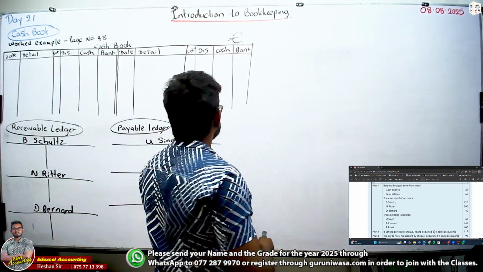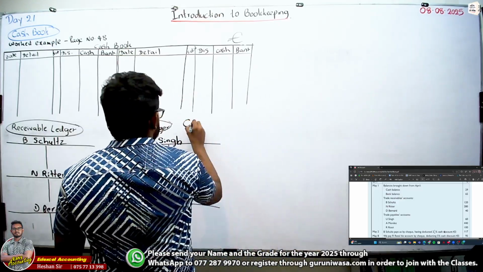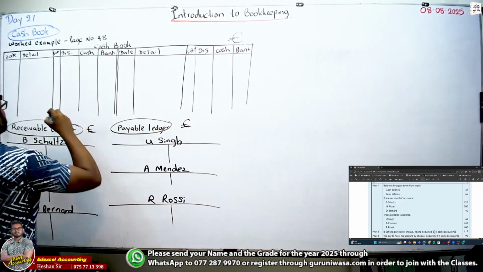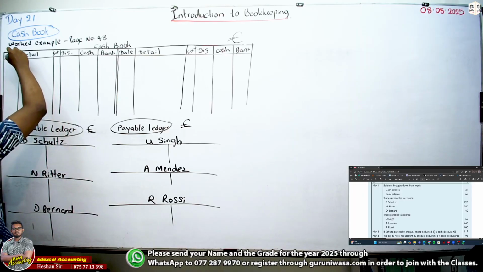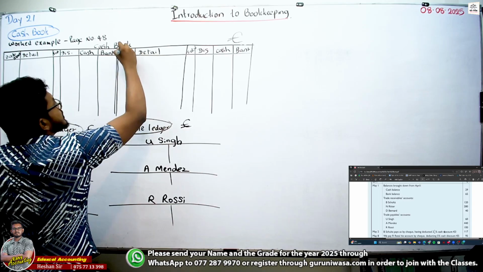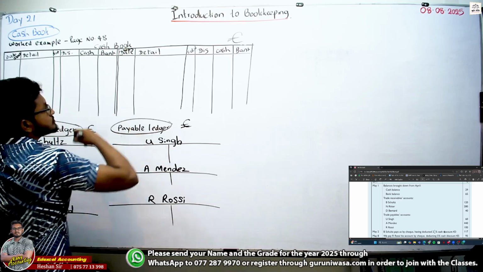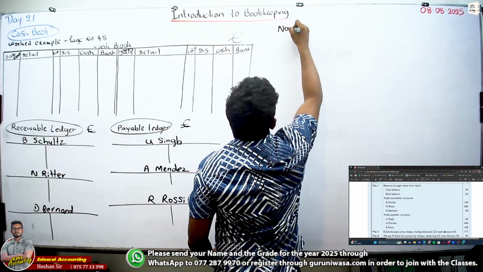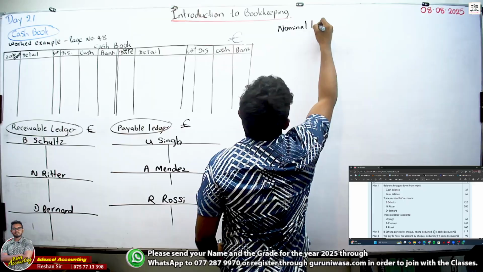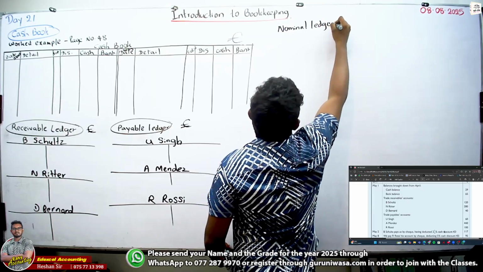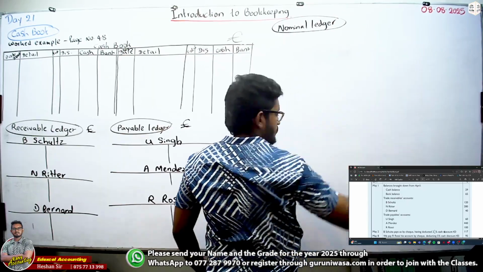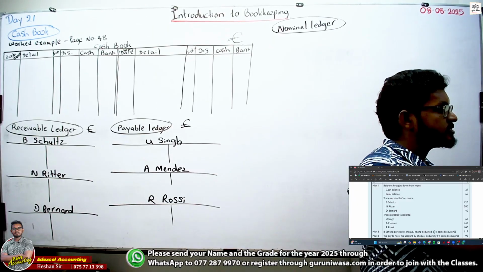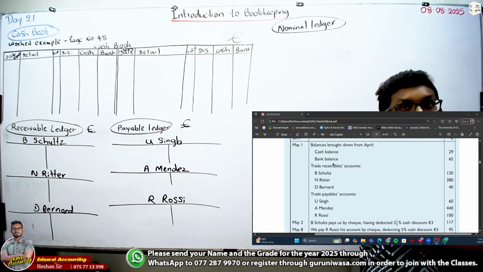Then I'll draw the currency sign, so you don't need to repeat it. It's better to write 2025 in the date column, then you don't need to repeat it, right? Then write the nominal ledger. So let's draw the nominal ledger accounts we want.